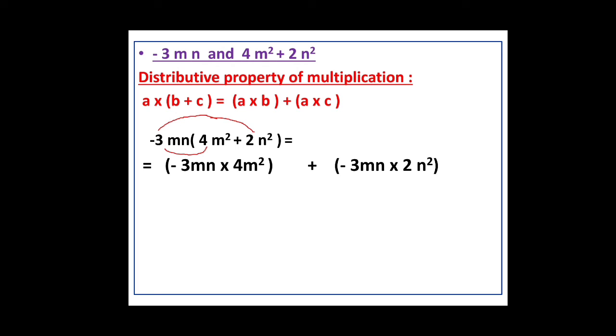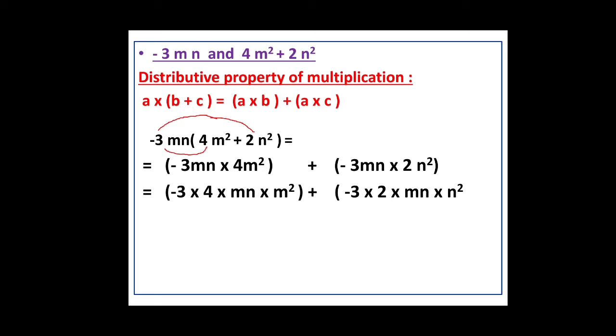So now what we have to do? We have to take the product of the numbers. Before doing the product, we have to write all the numbers first and then the variables. So minus 3 into 4 into m, n into m square. Now again take plus, and here also numbers, minus 3 into 2 into mn into n square.